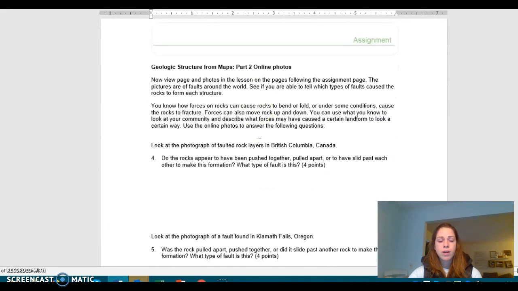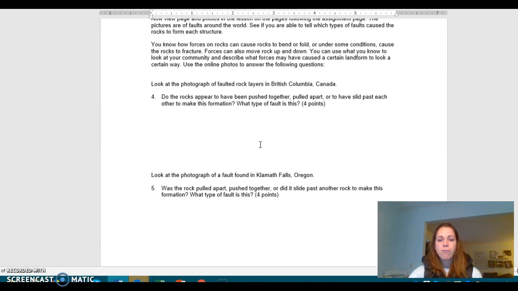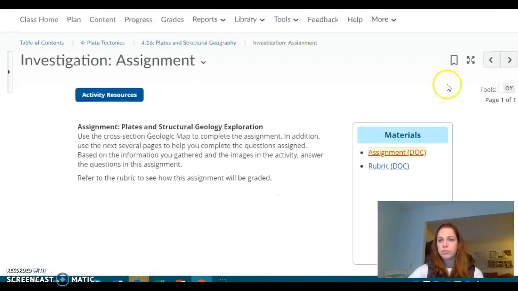And then for, oh wait, yep, that was 2 and 3. Okay. For 4 and 5, we're going to look at actual pictures in the lesson. So let's keep going here.